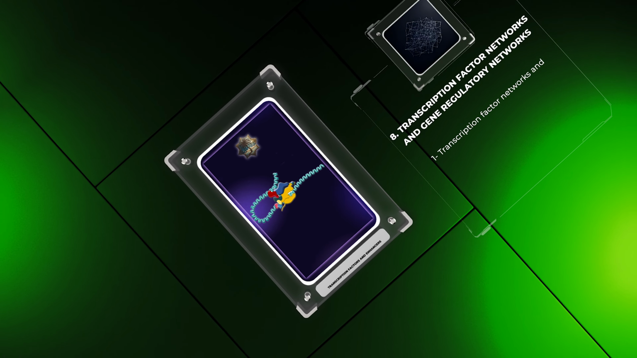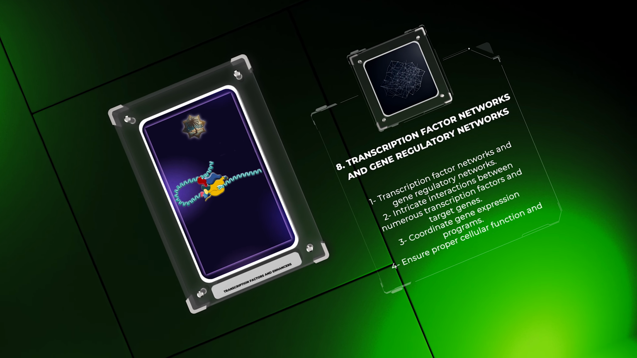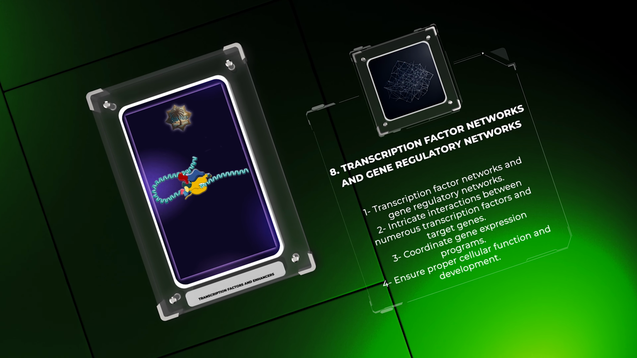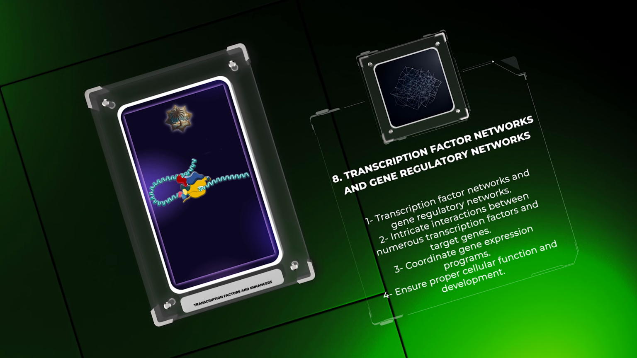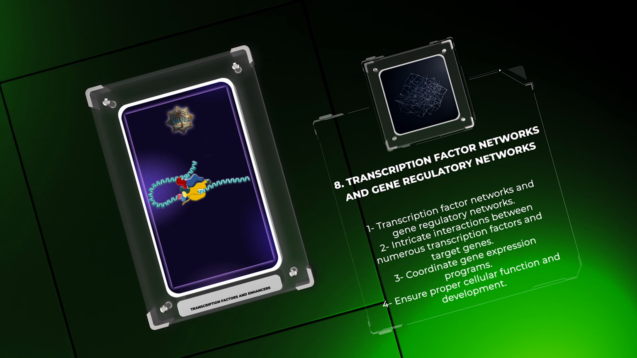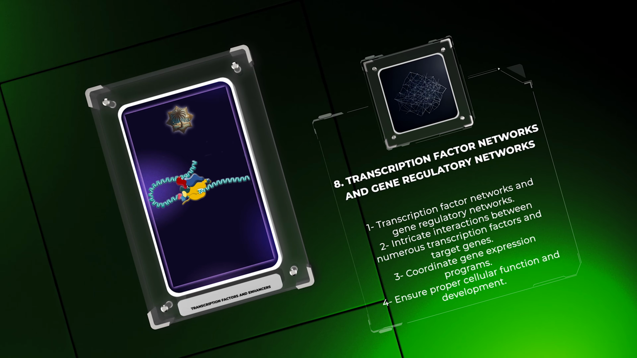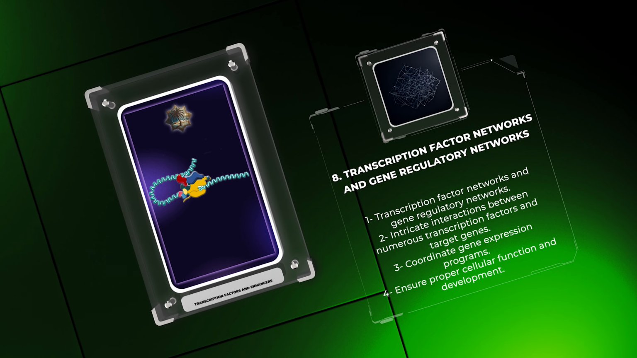Transcription factor networks and gene regulatory networks involve intricate interactions between numerous transcription factors and their target genes. These networks coordinate gene expression programs in a precise manner to ensure proper cellular function and development. Disruptions in these networks can lead to various diseases and abnormalities.